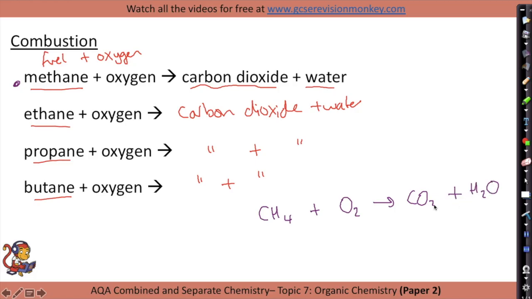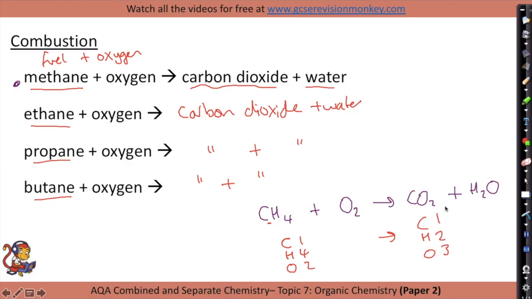And finally, you may be asked to balance the equations. So to do that, make a list of how many of each element you've got on each side. On this side we've got just 1 carbon, 4 hydrogens and 2 oxygens, and on the other side 1 carbon, 3 oxygens and 2 hydrogens. So there's several things we need to balance.